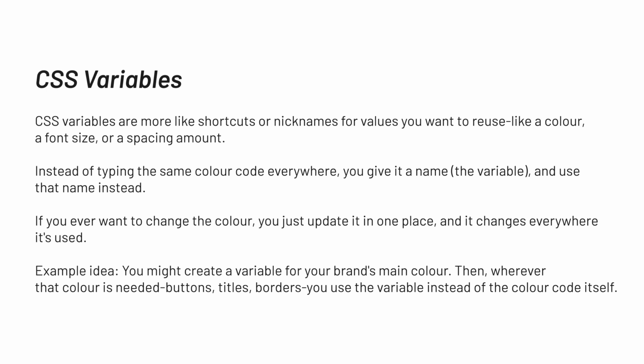Now, before we dig in and start creating some variables, what exactly are they? Well, CSS variables are more like shortcuts or nicknames for values you want to use. So like our color, font size, spacing, and so on. So instead of typing the same color code every time, you can give it a name, which is the variable, and use that name instead. If you ever want to change the color, you just update it in one place and it changes everywhere it's used. So as an example, you might create a variable for your brand's main color, then wherever that color is needed, buttons, titles, borders, and so on, you use the variable instead of the color code itself.